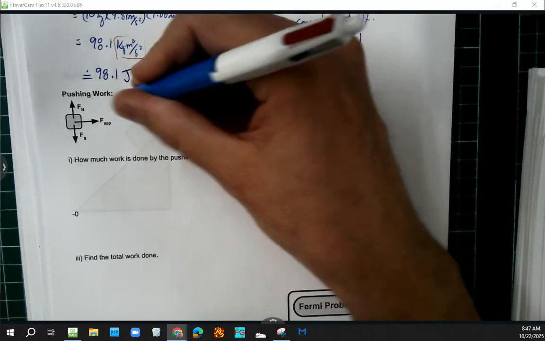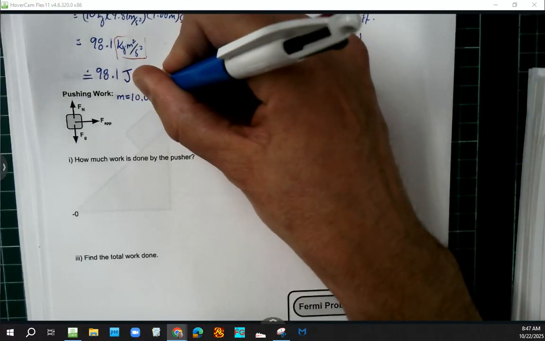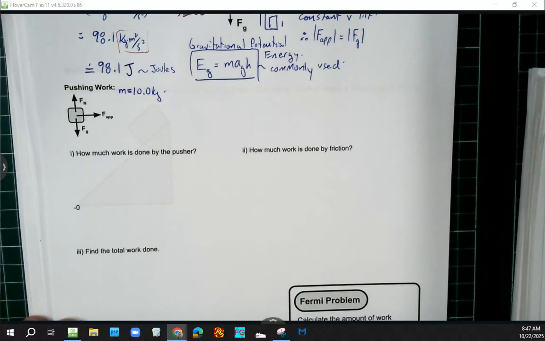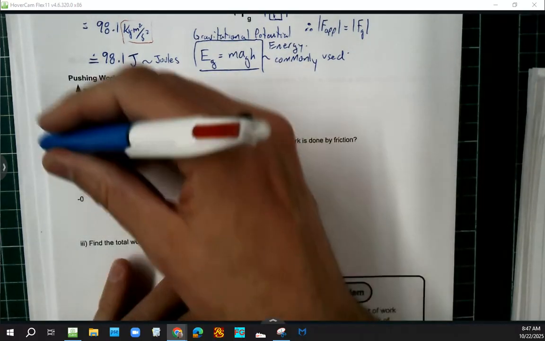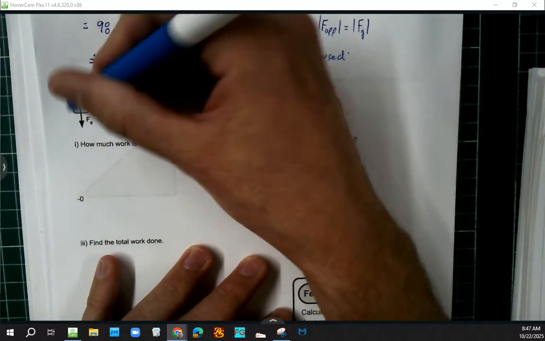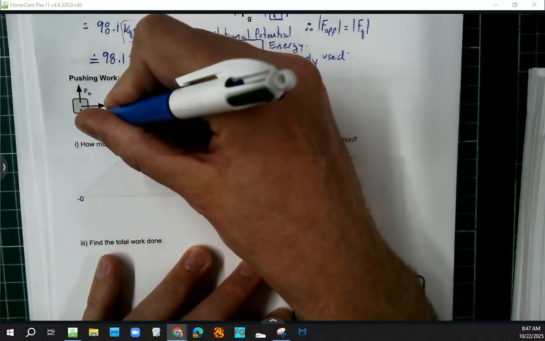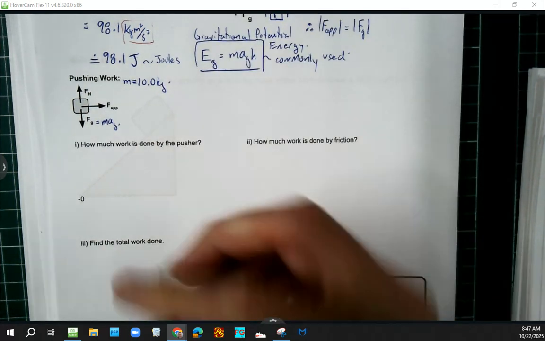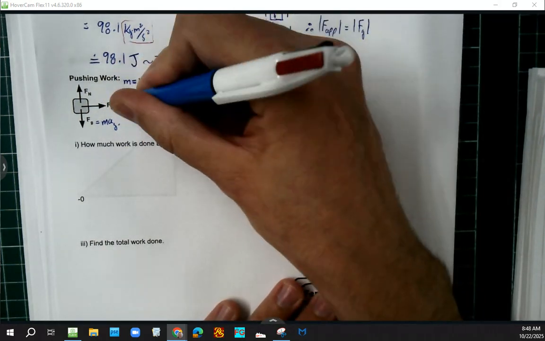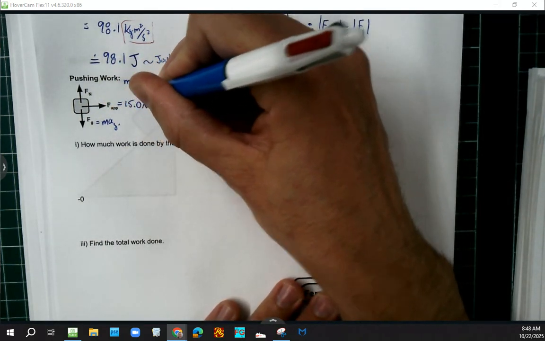Mass, 10.0 kilograms. And if I was going to think about sliding a mass horizontally along a surface, I'm going to add a little bit more information. I've got normal force and gravitational force. I know that gravitational force would be equal to mass times acceleration due to gravity. And I want to claim that for this one, the applied force is 15.0 newtons.